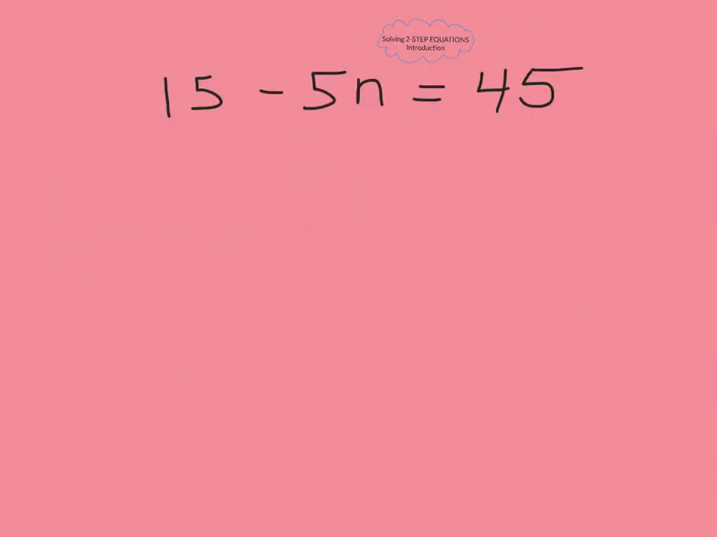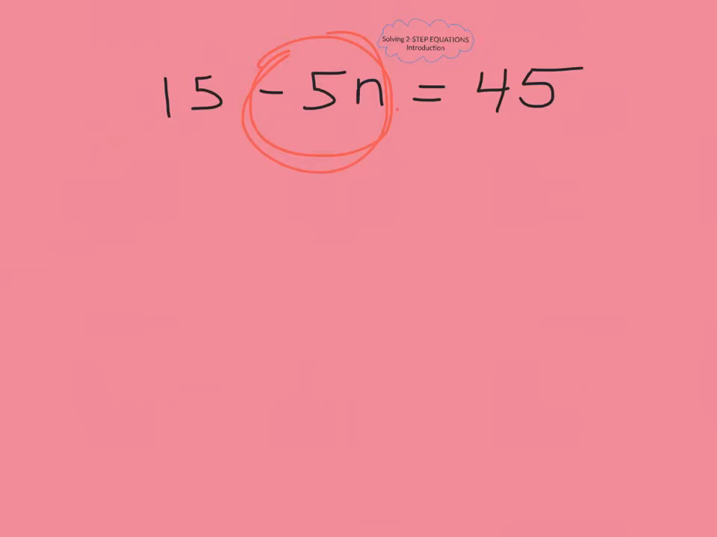All right, now see if you can try this one on your own. All right, so 15 minus 5n equals 45. So I'm going to locate where the variable term is and circle that because we want to deal with that last. So I'm going to get rid of everything around the variable term.